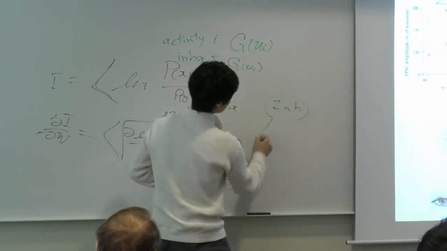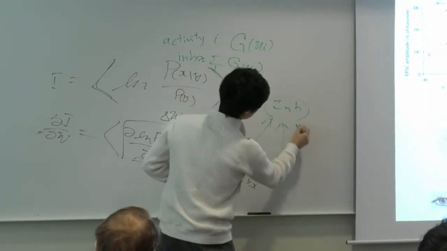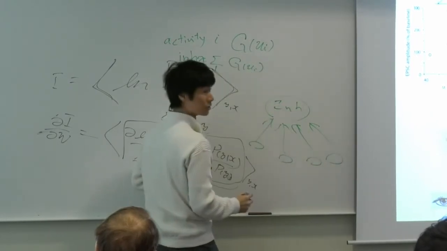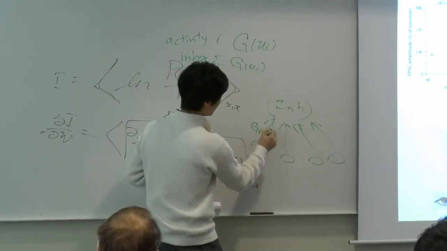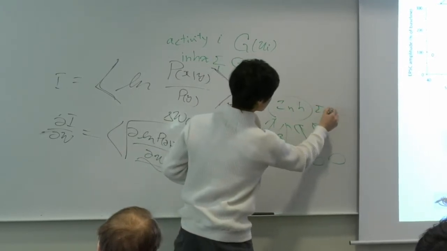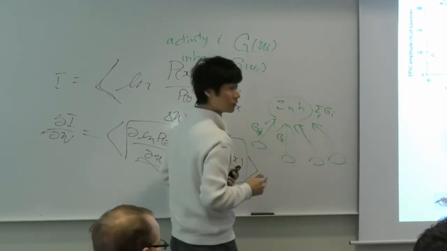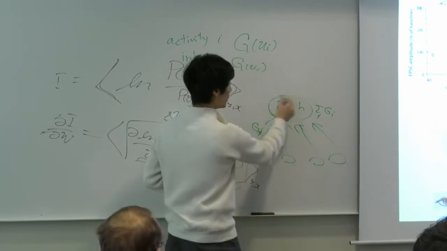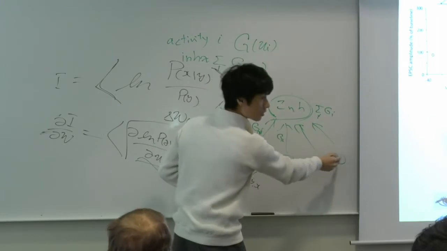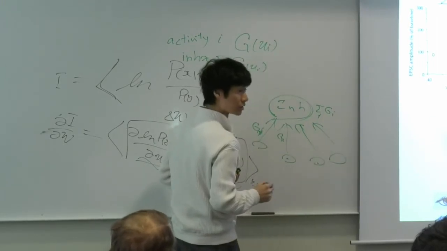The inhibitory neuron can sum activity levels of surrounding excitatory neurons. This may be G of 1, G of 2, and this may be the sum over GI. The activity of the inhibitory neuron may be a sum of surrounding excitatory neurons.